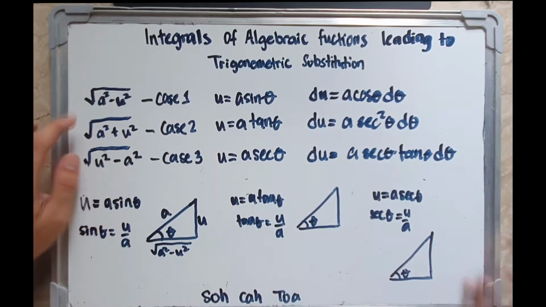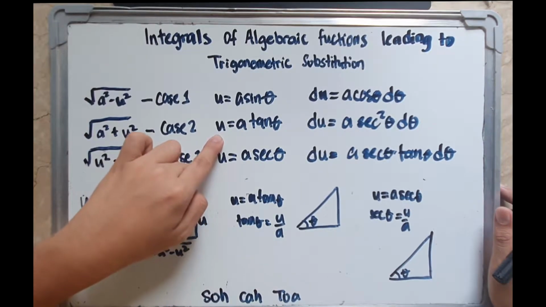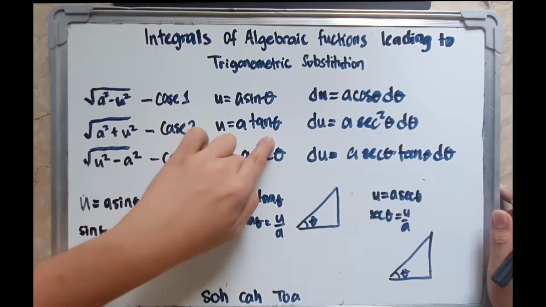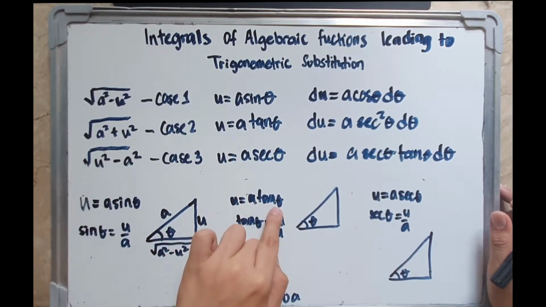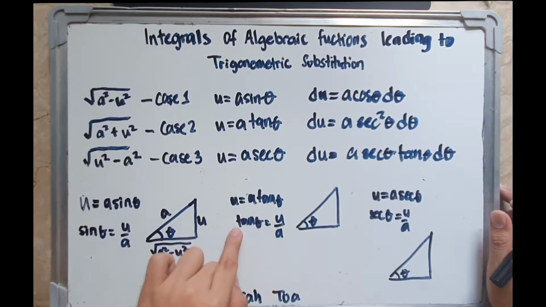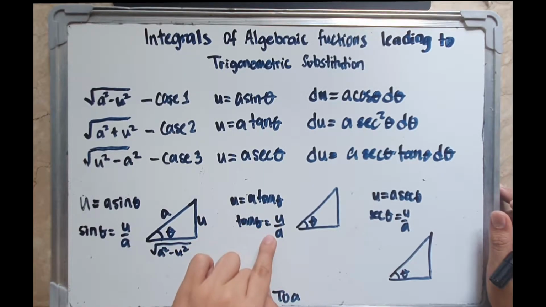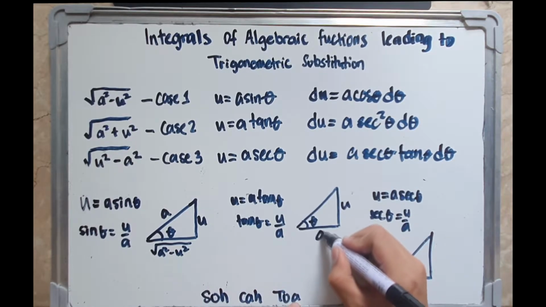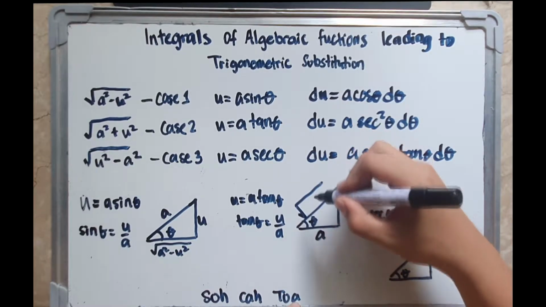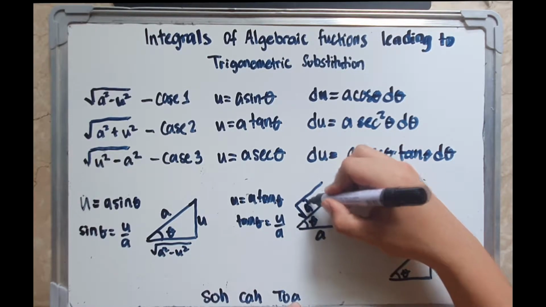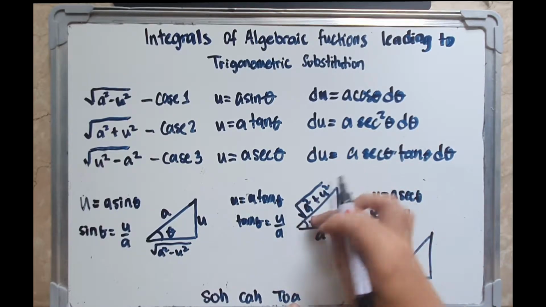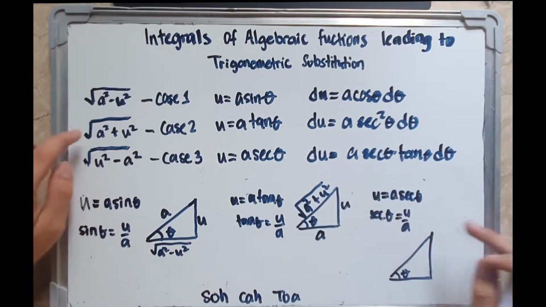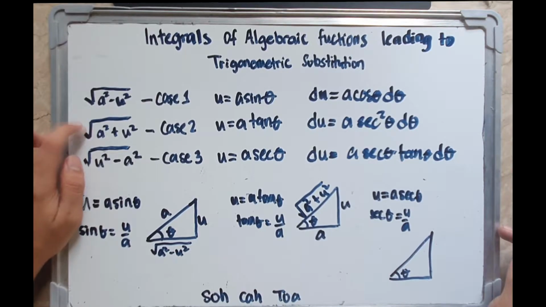Okay, now going to case 2, we've used u as equivalent to a tangent theta. Dividing both sides by a, we now have tangent theta equivalent to u over a. So when we are dealing with tangent, u is the opposite, and a is our adjacent. Therefore, the hypotenuse will be the square root of a squared plus u squared. Seems familiar? This is our original algebraic function.